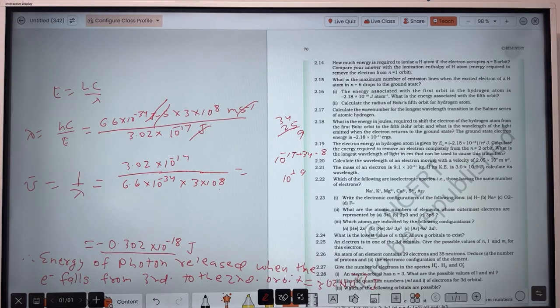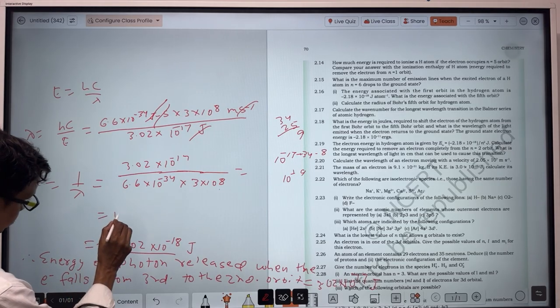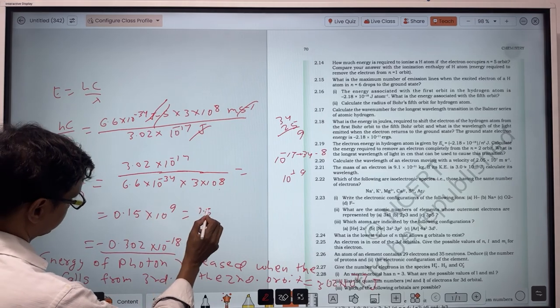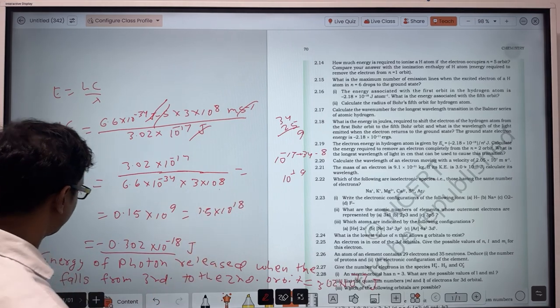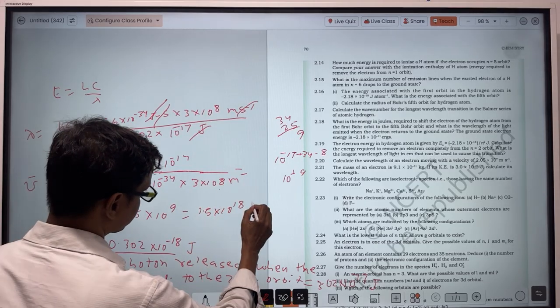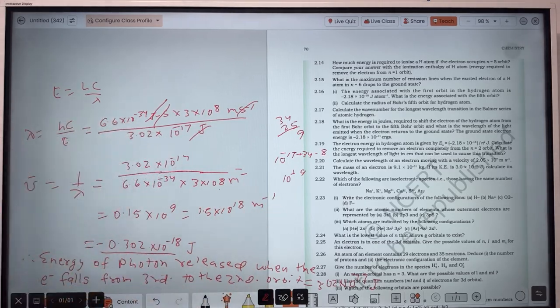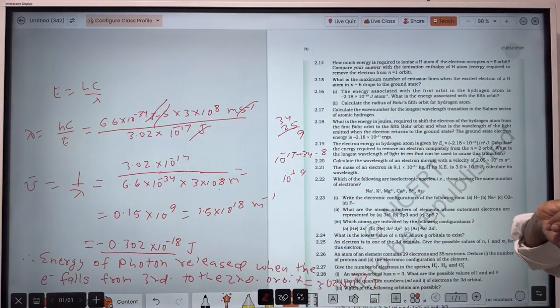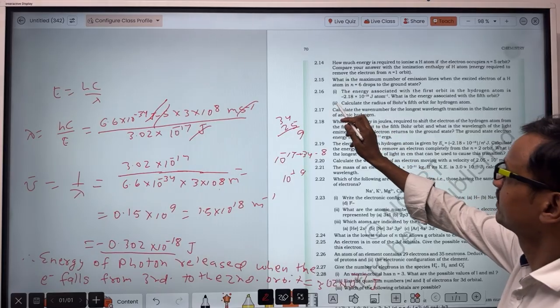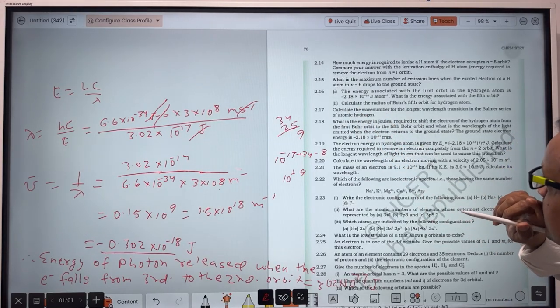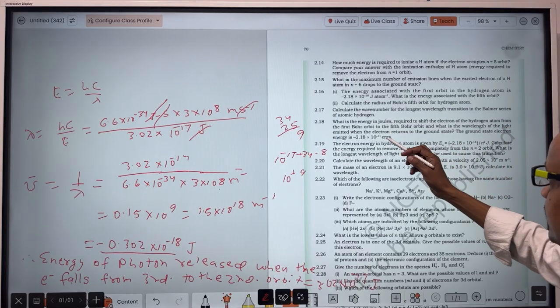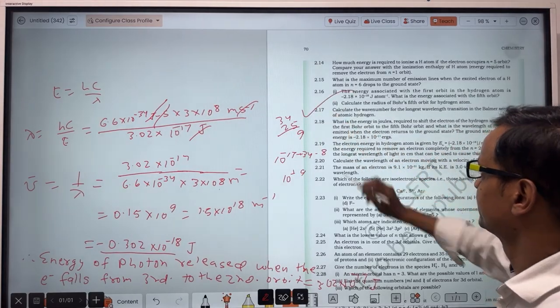That is 0.15. So wave number will be that much. It is in meter, so meter inverse. So wave number will be 1.5 into 10 power 18 per meter. Okay, that was question number... which question are we discussing? 2.17 that was.